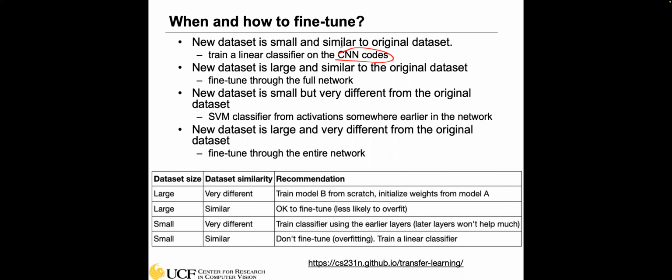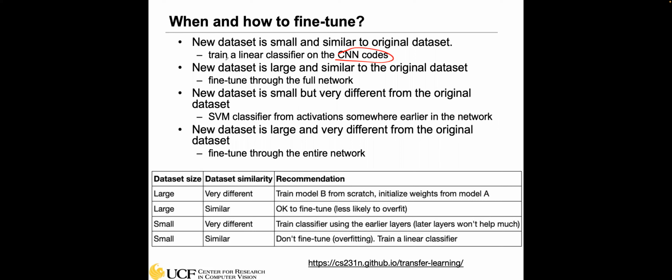The reason is that the original data is very similar to our new data set, right? So a lot of semantic information or representation learned from the original data set can be applied to our new data set, like those different edges or high-level representations. So it's not necessary to fine-tune the model. You can just directly take the features and learn a linear classifier for your new data set.